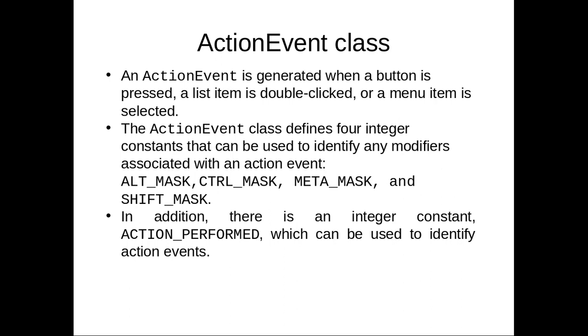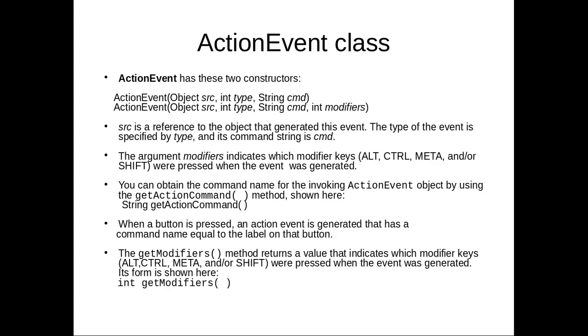For example, the ActionEvent class. An ActionEvent is generated when a button is pressed, a list item is double clicked, or a menu item is selected. The ActionEvent class defines 4 integer constants that can be used to identify any modifiers associated with an action event: ALT_MASK, CTRL_MASK, META_MASK, and SHIFT_MASK. In addition, there is an integer constant ACTION_PERFORMED which can be used to identify action events.